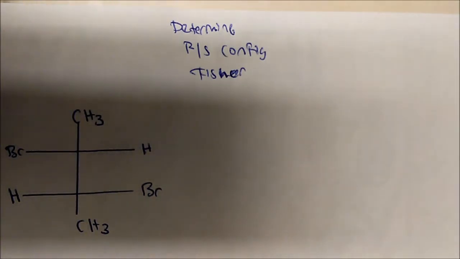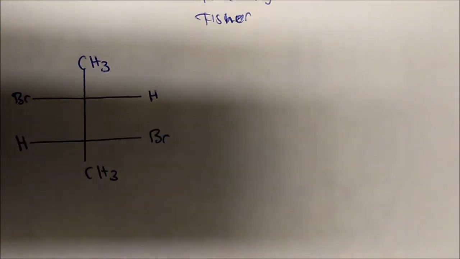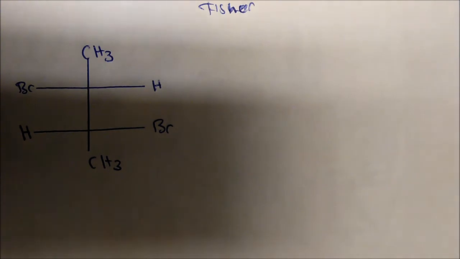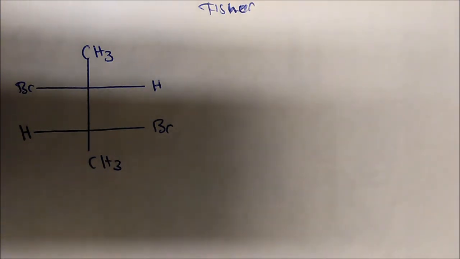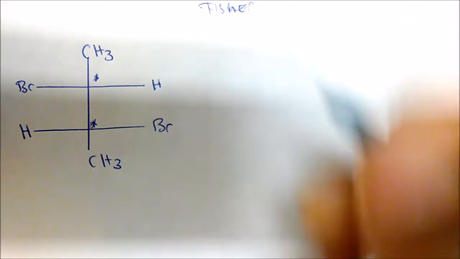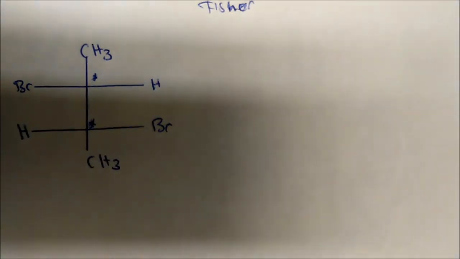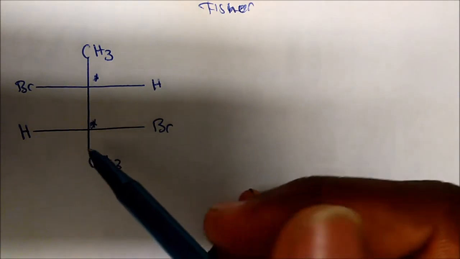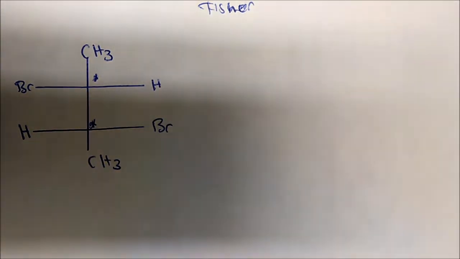In this video, we're going to talk about determining R and S configurations for Fischer projections. We say that an atom is chiral if it has four different atoms bonded to it. To me, it looks as if this carbon is chiral and this carbon is chiral. So the number of stereoisomers we could get is 2 to the n, where n is the number of chiral centers. Therefore, 2 squared is 4, so we get 4 different stereoisomers for this compound.